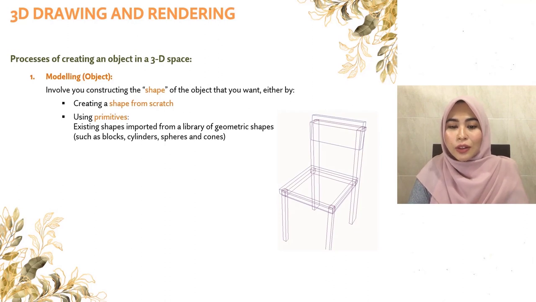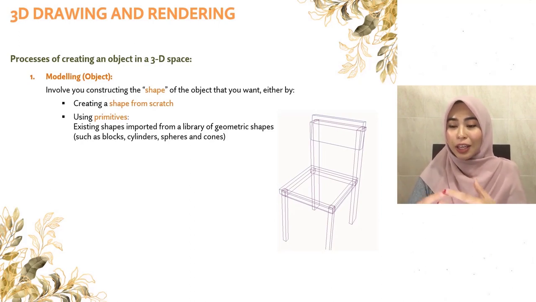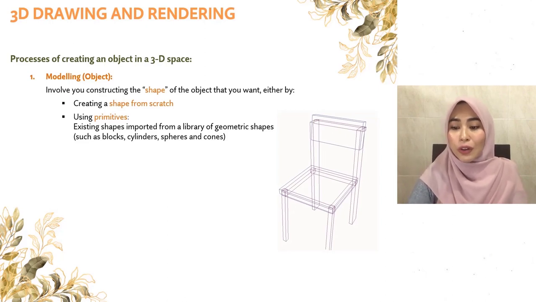When you have a 3D space, of course, like I've said, you have objects inside it, right? Each object that you have inside the scene, you need to model it. Why? Because we need to know how you're going to construct the shape of your object. There are two ways for you to do this. Either you create a shape from scratch. Let's say you want to draw this chair, you can draw each line of that chair by yourself. Or you can use primitives.